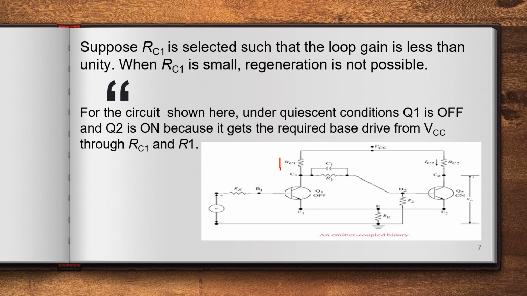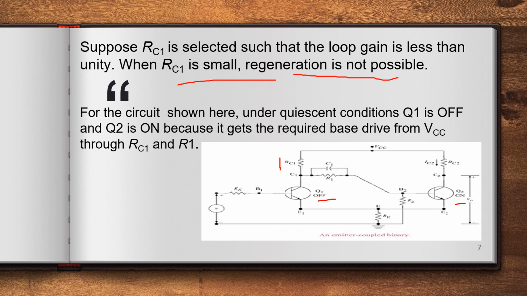Suppose RC1 is selected such that loop gain is less than unity. When RC1 is small, regeneration is not possible. Regeneration means positive feedback. If positive feedback is not possible, you won't get two stable states. For this circuit shown here, under quiescent conditions, Q1 is off and Q2 is on.